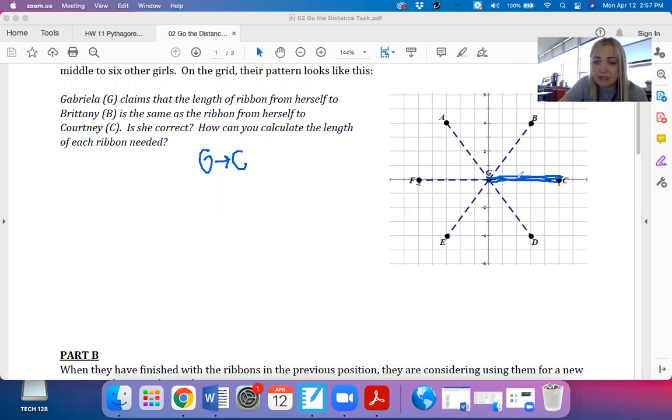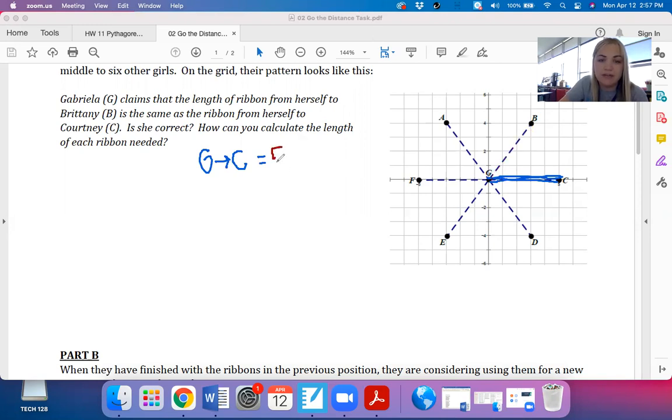That is 1 space, 2 spaces, 3, 4, 5. How did I count that? Because it's a horizontal distance. I can just count the spaces. So from G to C is equal to 5. I don't know 5 what, but anyway, it's 5. Okay, but let's look at the other one. From G to B.